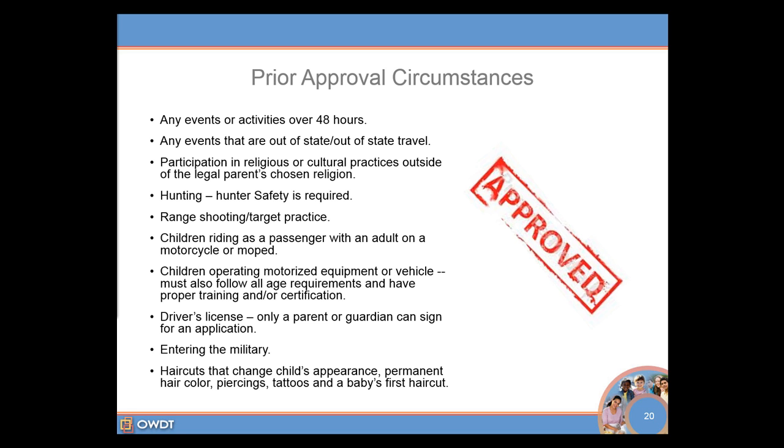Children riding as a passenger with an adult on a motorcycle or moped. Children operating motorized equipment or a vehicle. They must also follow age requirements and have proper training or certification. Driver's licenses. Only a parent or guardian can sign for an application. Entering the military. Haircuts that change the child's appearance. Permanent hair color, piercings, tattoos, and a baby's first haircut.